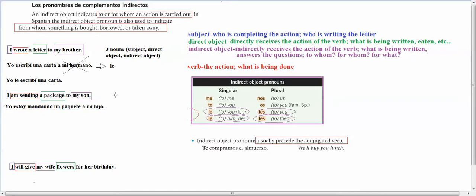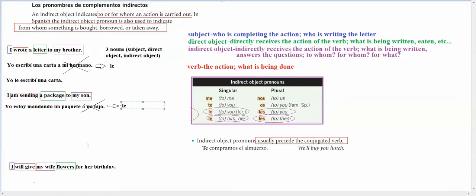Well, I want to change it so that I can practice using my pronouns. I want to change it from I'm sending a package to my son to I am sending a package to him. So I would get rid of a mi hijo and change it to le, because le is him. Okay, and again, if I wrote it out, I would say yo estoy mandando un paquete a mi hijo. Well, what I want to get rid of is a mi hijo. I want to change it to le.